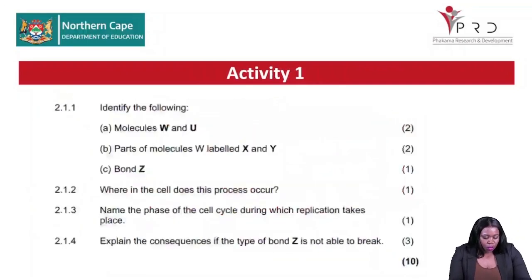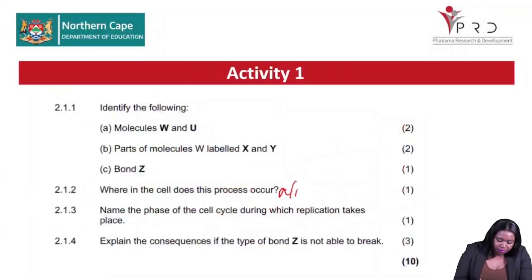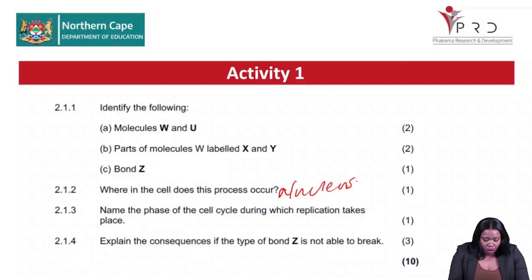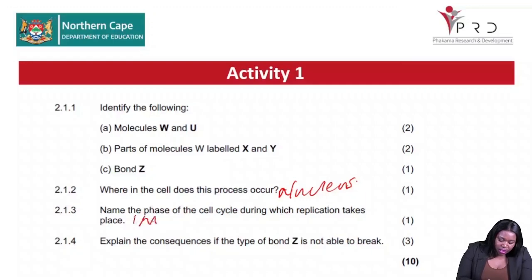Okay, 2.1.2 says where in the cell does the process occur? So we know that this process takes place in the nucleus. And then it says, name the phase of the cell cycle during which replication takes place. So remember, DNA replication takes place before mitosis or meiosis can take place, and it takes place during interphase. So that phase is called interphase.